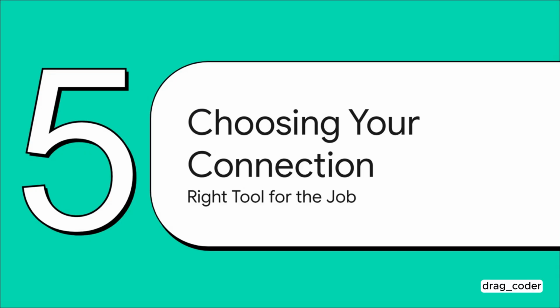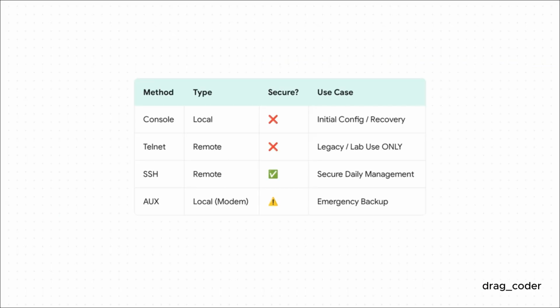So we've covered a bunch of different ways to connect, right? The real key is knowing which one to use and when. It's all about picking the right tool for the job that's right in front of you. So let's just put it all together in a quick cheat sheet. If you've got a brand new device, you're using the local console port for that initial setup. For your everyday, secure management over the network, you are always using SSH. Telnet, that gets left in the lab, and that aux port is for a super rare dial-up emergency. Knowing these rules is the absolute key to managing a network effectively and securely.